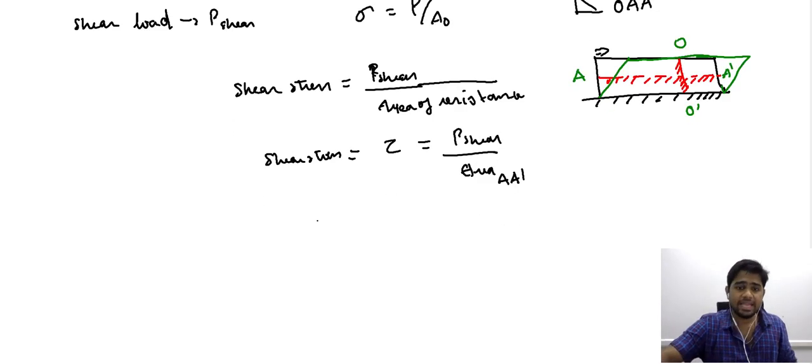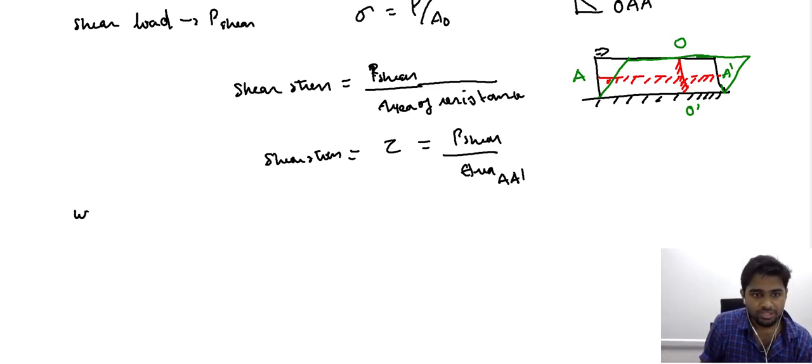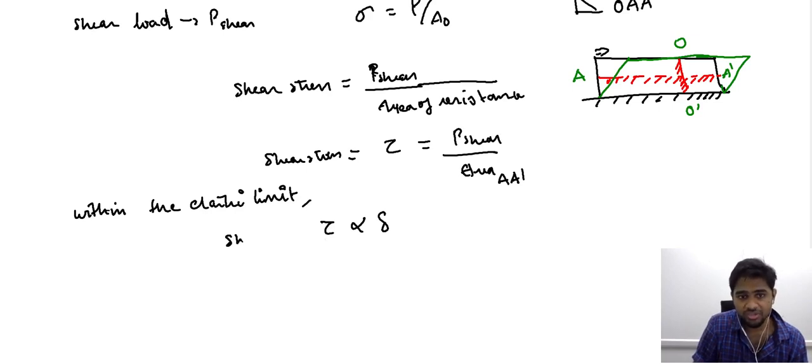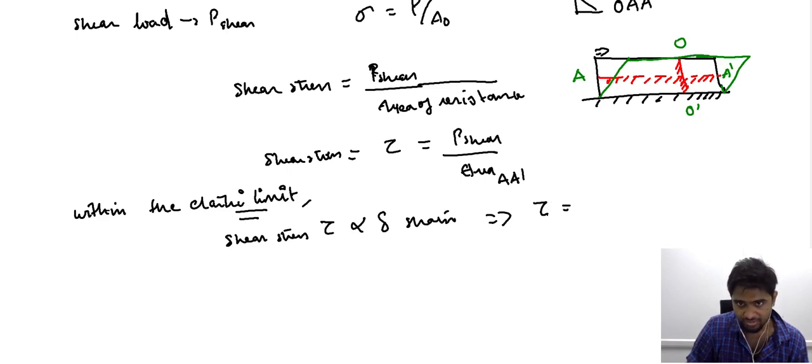Now, within the elastic limit, the elastic limit is characterized in a similar way for the tensile, compressive, and also for the shear loading case. So it means the shear stress is proportional to the shear strain that we observe when we are operating within the elastic limit. So the constant of proportionality that relates the shear stress to that of the shear strain is referred to as the shear modulus.